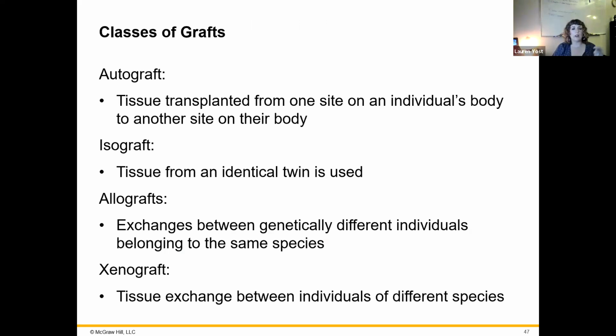So we have 4 different kinds of grafts you can get via transplant: the autograft, isograft, allograft, and xenograft. The autograft is whenever we have tissue that'll be transplanted from one site on an individual's body to another site on that person's body. The isograft is whenever we have twins. Allografts are between 2 genetically different people, just completely different people. And xenograft is coming from a different species, like pig valves for hearts.